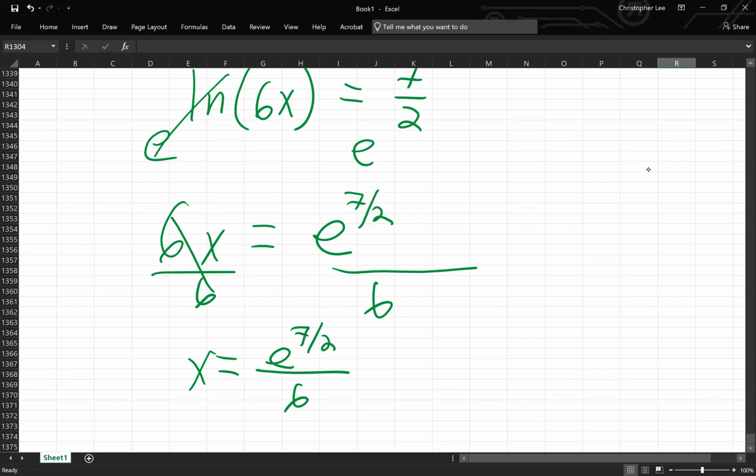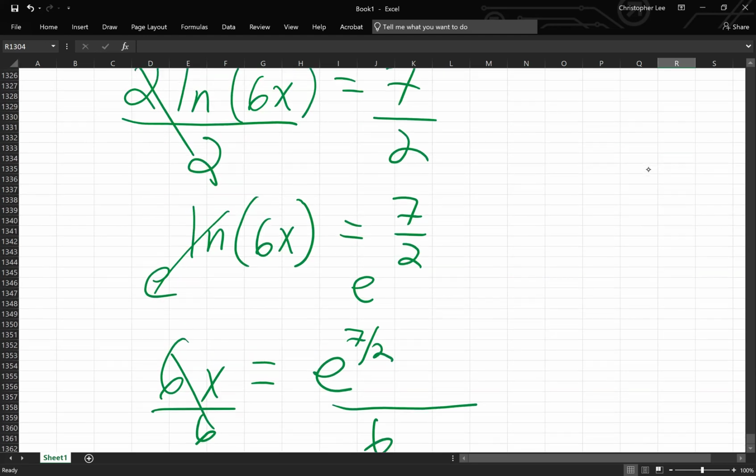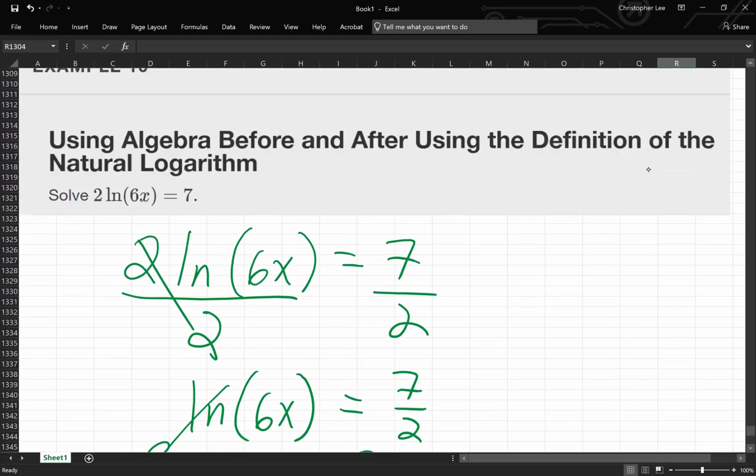What I learned was to multiply by the exact, and then divide both sides. No. ln is attached to the 6x. It's like 2 times ln 6x. Yeah. ln is a function itself, you know?